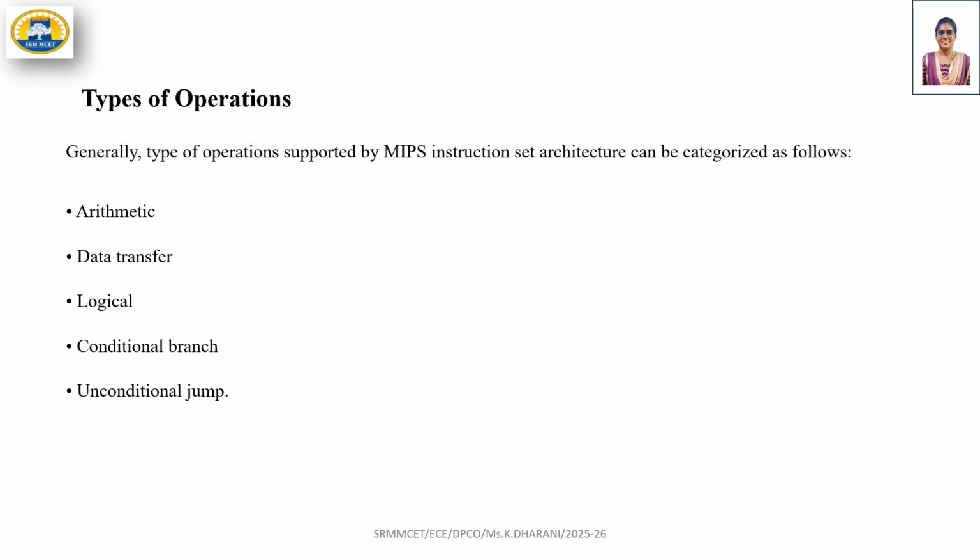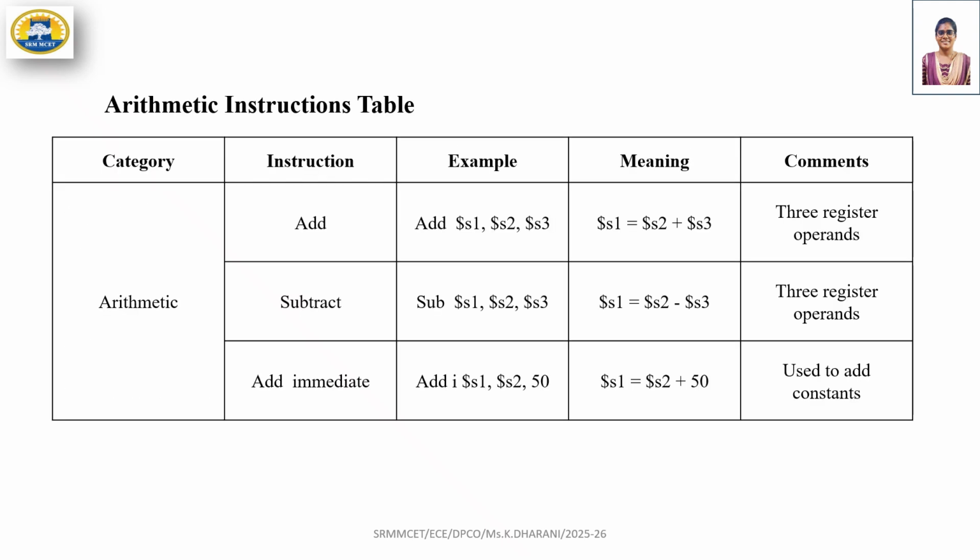Next, we are going to see the types of operands. MIPS instructions are categorized into these categories: arithmetic, data transfer, logical, conditional branch and unconditional jump. First, we go into arithmetic instructions: add, subtract and add immediate. First we explain add. Add has S1, S2, S3 that act as S1 is equal to S2 plus S3.